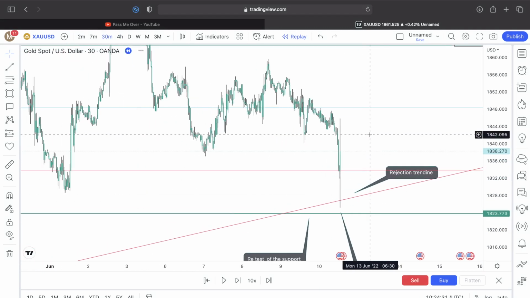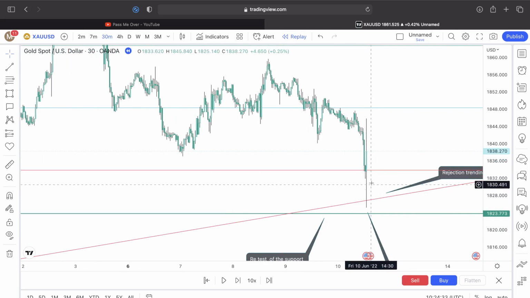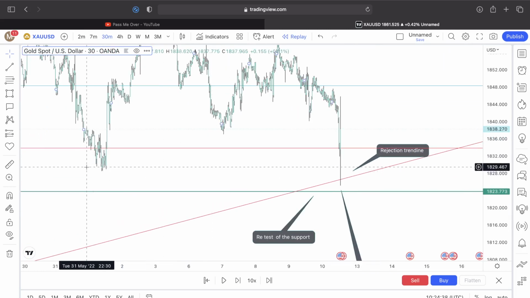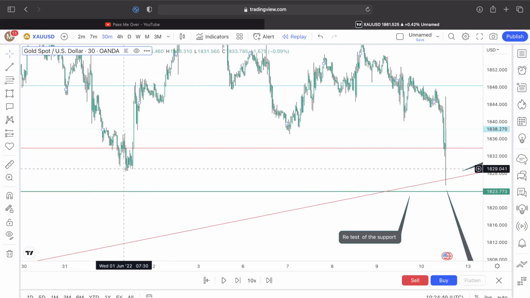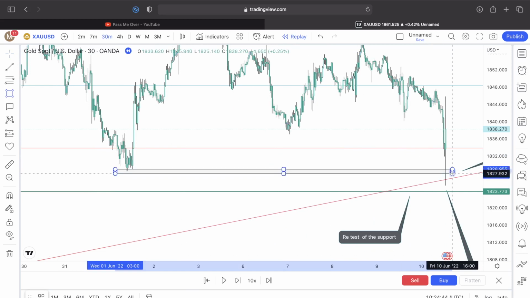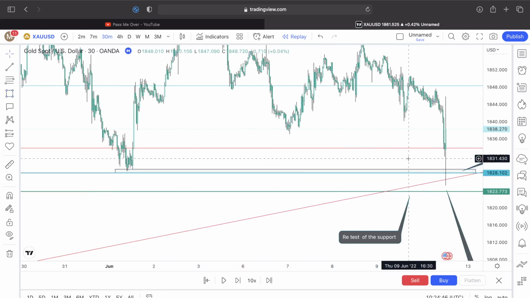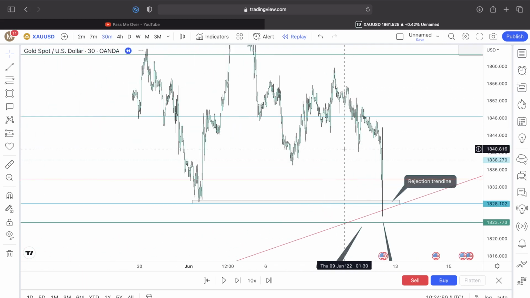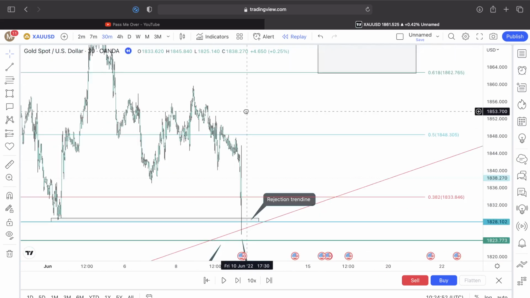So now as we see in this 30 minutes, we can see a heavy rejection here as well, right? And we see the inability to break the 30 minutes support area, which is here. Yeah, 30 minute support, it was not able to break 30 minute support. Now it goes all the way up, and yeah, so we're just gonna see what's happening.